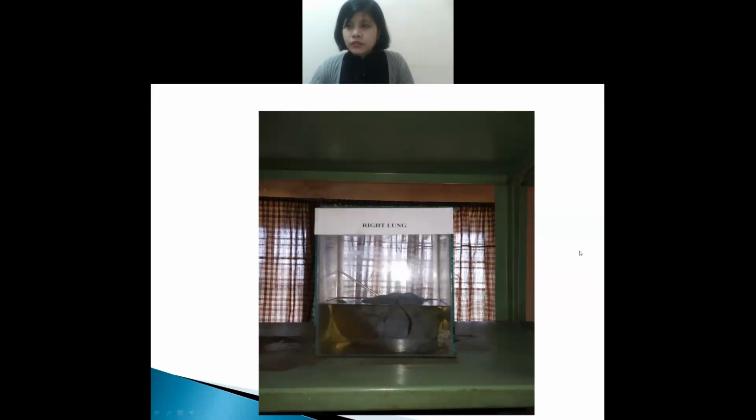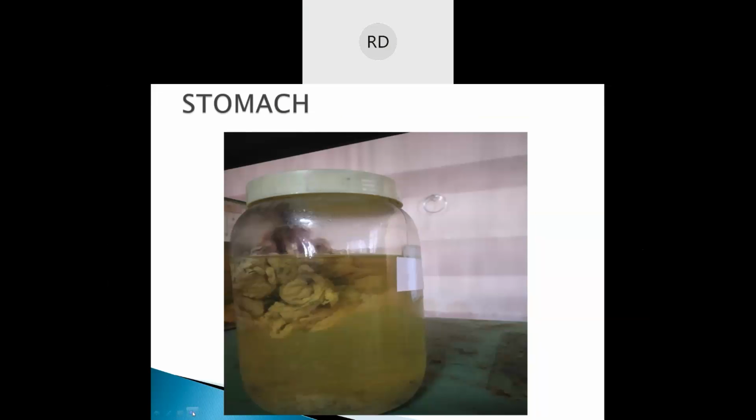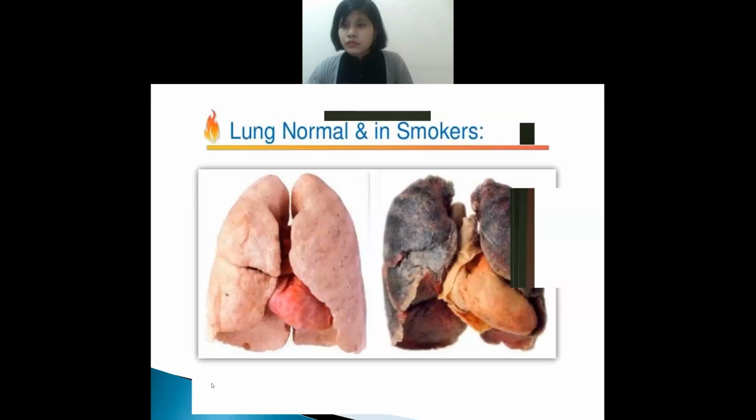Is it clear, Rohan? Are you clear now? Rohan, can you hear me? Yes, ma'am. Okay, are you clear now? It means the name of the bone is the rib cage. Yeah, okay.